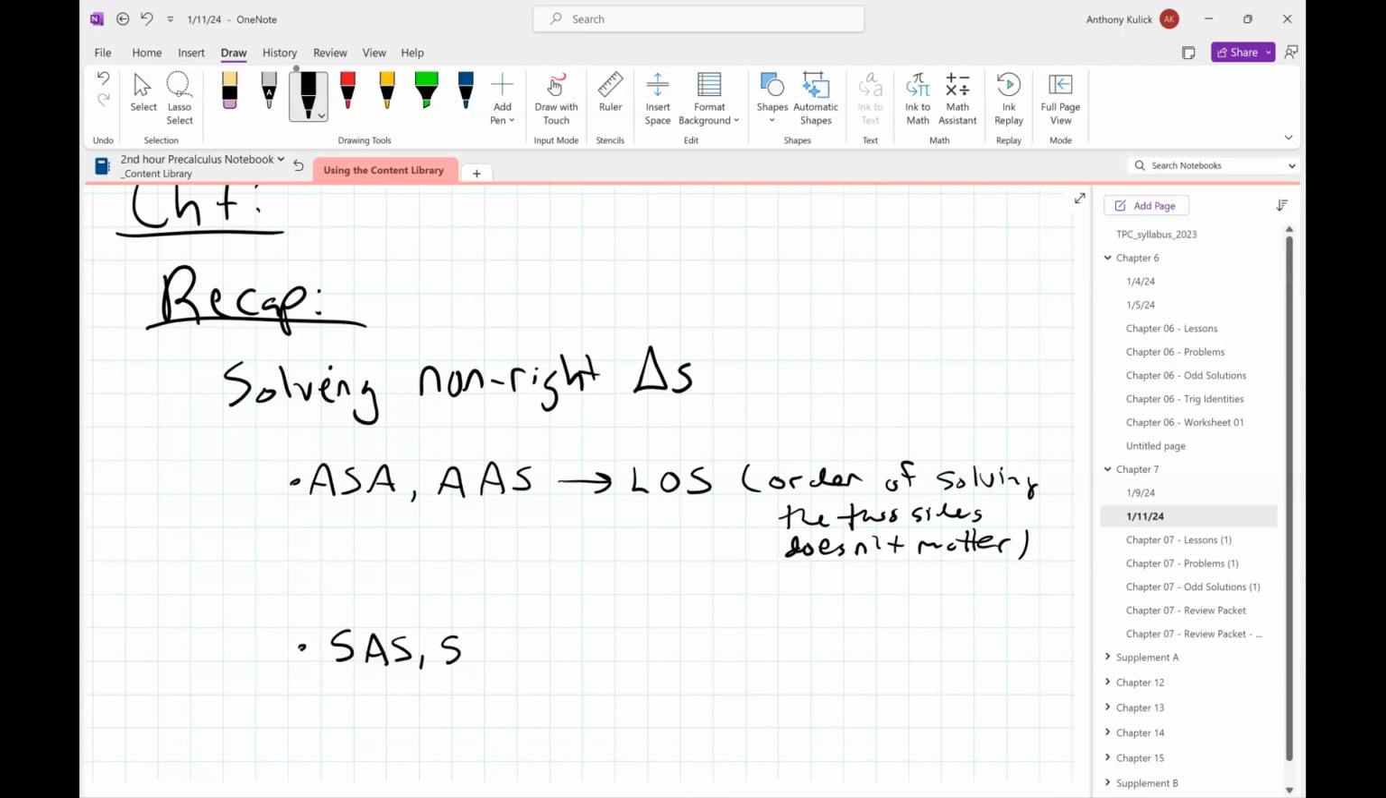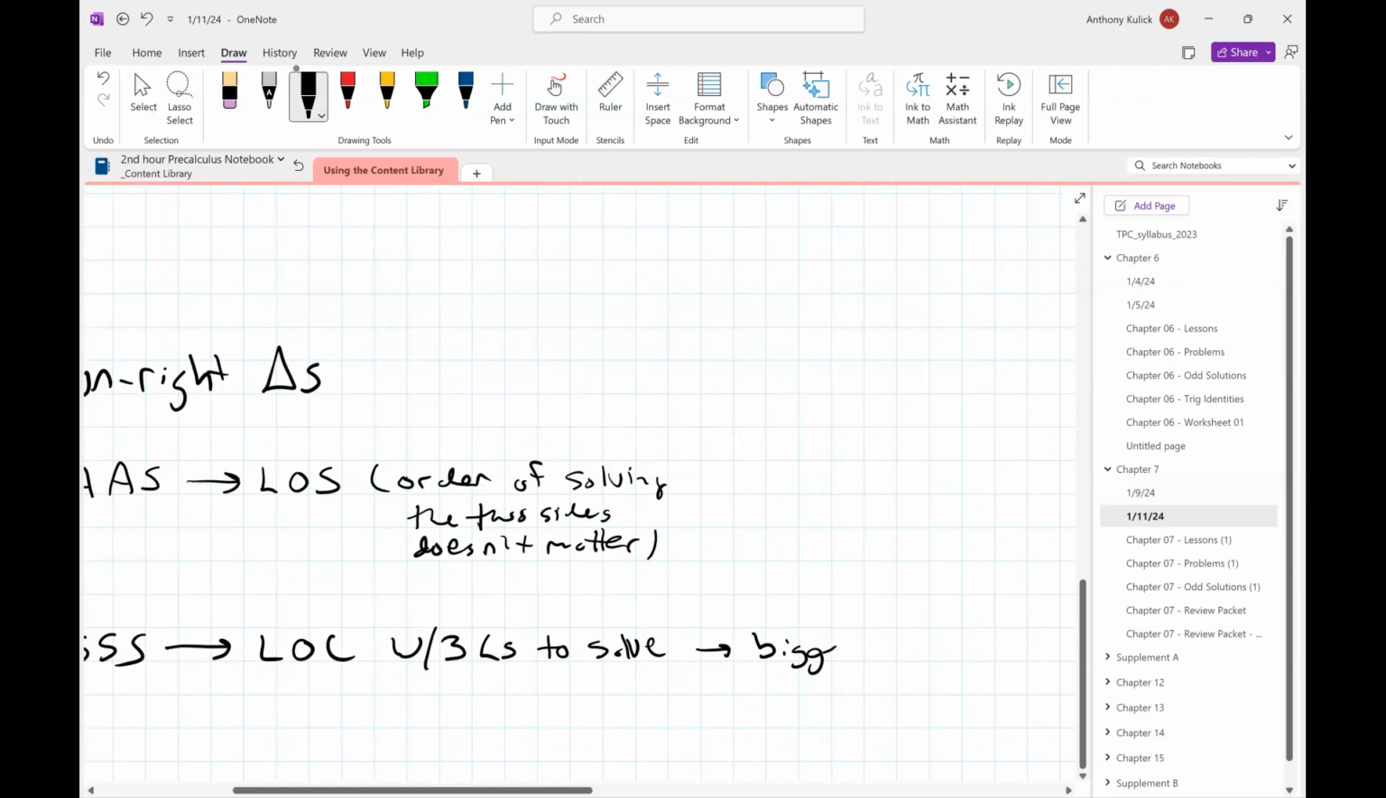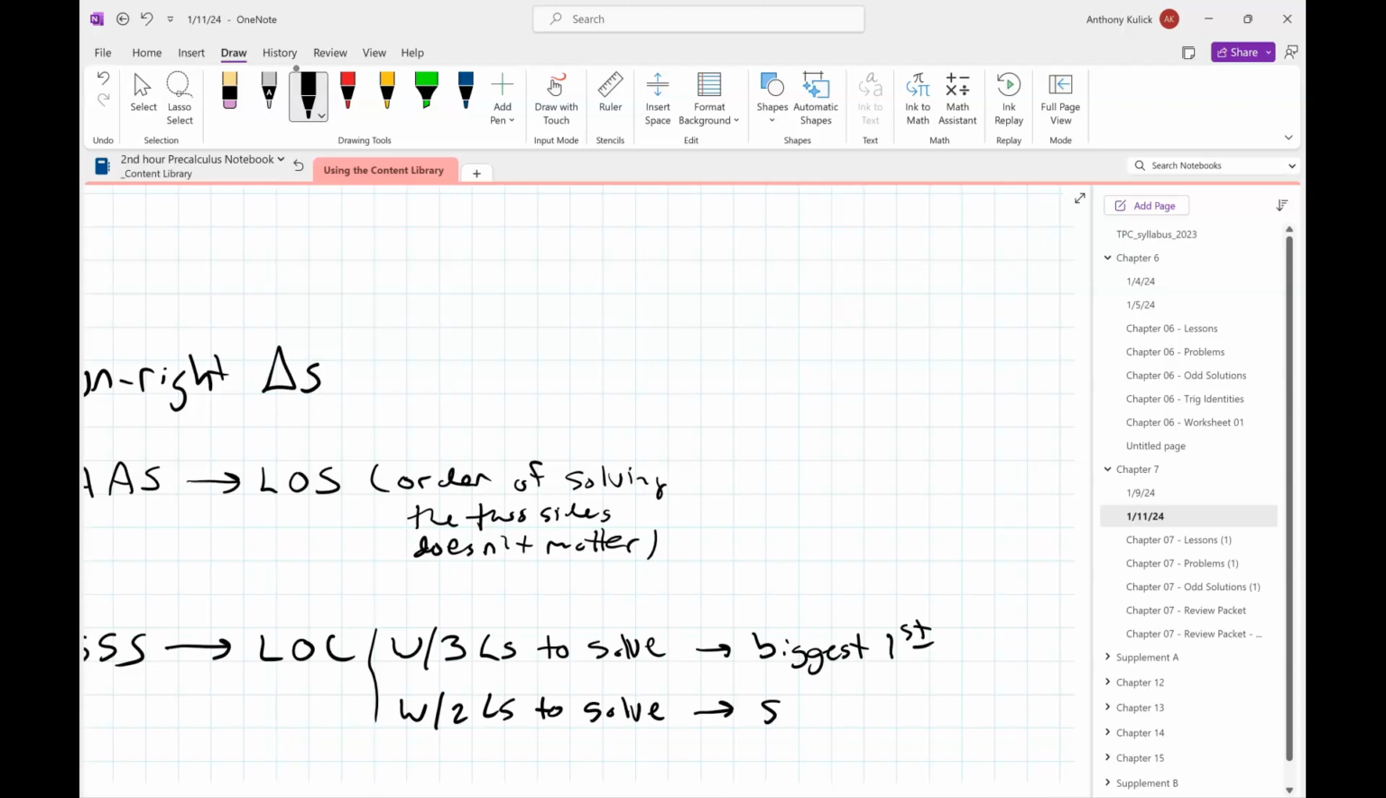The other thing we did was side-side-side and side-angle-side. To do those, we use the law of cosines. And here it mattered. When we have 3 angles to solve, we have to find the biggest angle first. When we have 2 angles to solve, we need to find the smaller of the 2 angles first.